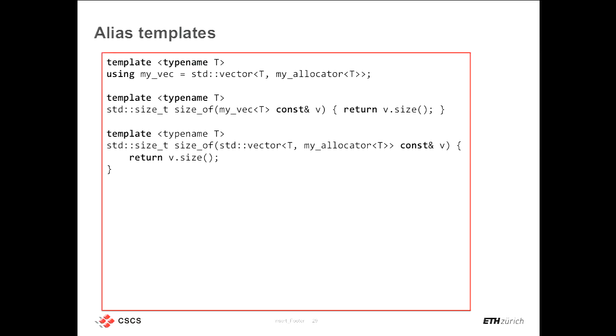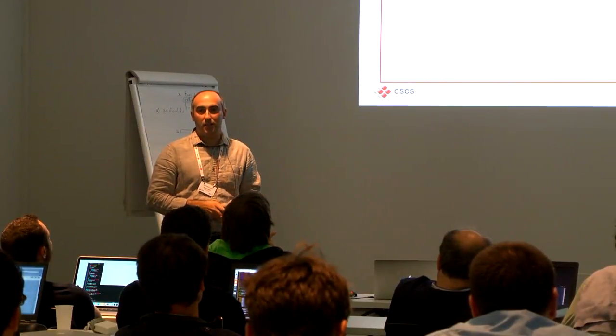Now I want another function sizeOf, in which I want my vector of T, my allocator, to do the same, but just for the std vector instead of my vec. And what should happen here? Should this work? Should this code compile? Who says it's going to compile? Who says it doesn't compile?